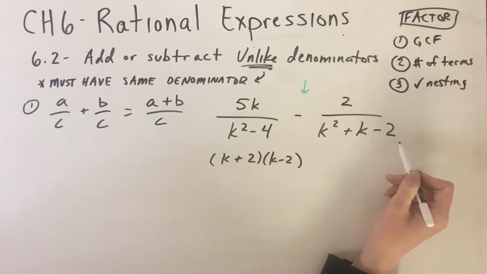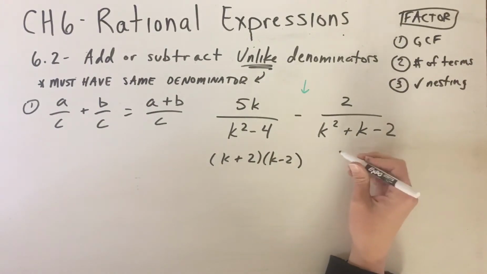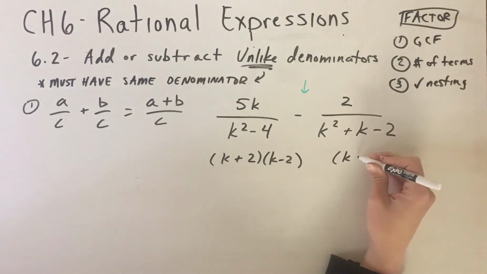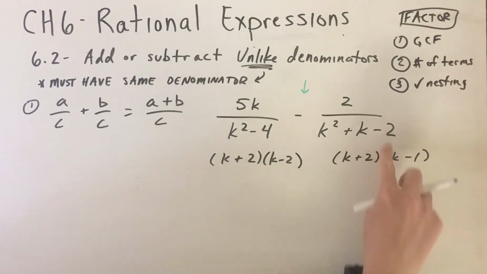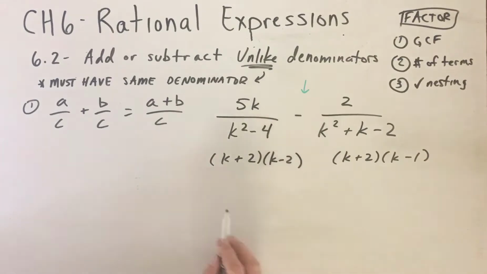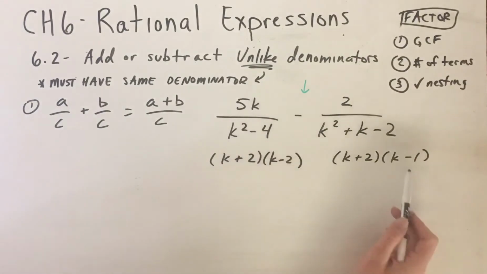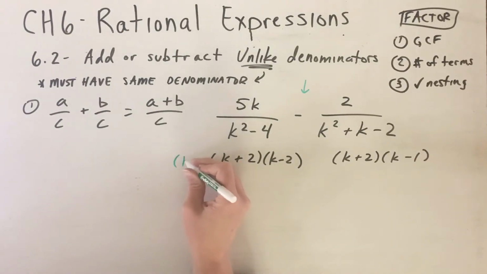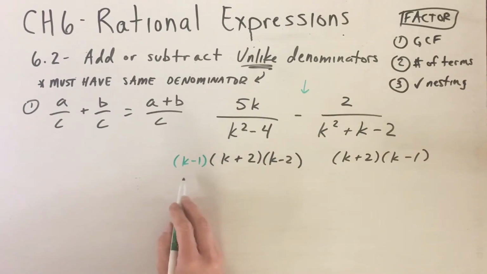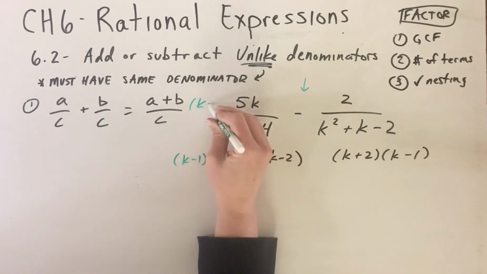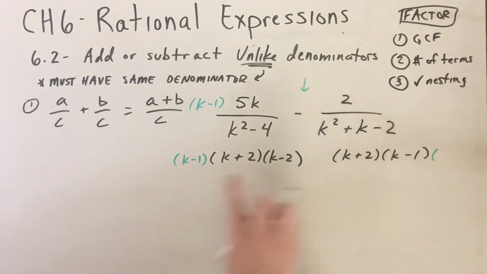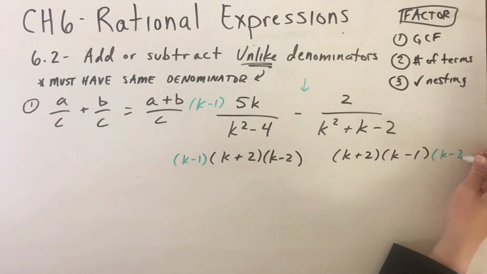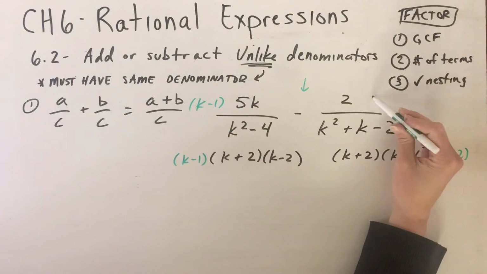This is a 3-term polynomial with no GCF. So I'm going to use hippo butts and say this is k plus 2, k minus 1, because multiplied together that equals a -2 and added together equals a +1. So I can look over here and I can clearly see, hey, this bottom term doesn't have this k minus 1. So I need to multiply by the k minus 1. But whatever I do to the bottom, I also have to do to the top. Same thing here. This one has a k plus 2 and a k minus 1, but it doesn't have this k minus 2. So whatever I do to the bottom of this one, I need to do to the top.